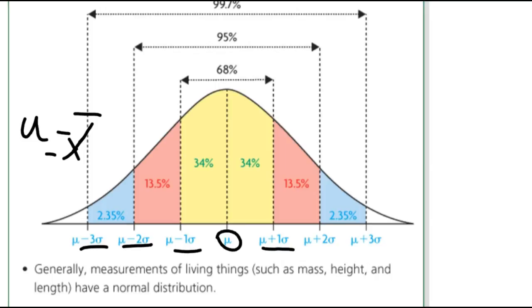Okay, and this tells you that on the average 34% of the information, so 68% of the information, falls 1 standard deviation away from both sides of the average. So if you're 1 standard deviation away from the left or the right, then that's where 68% of your information falls within.